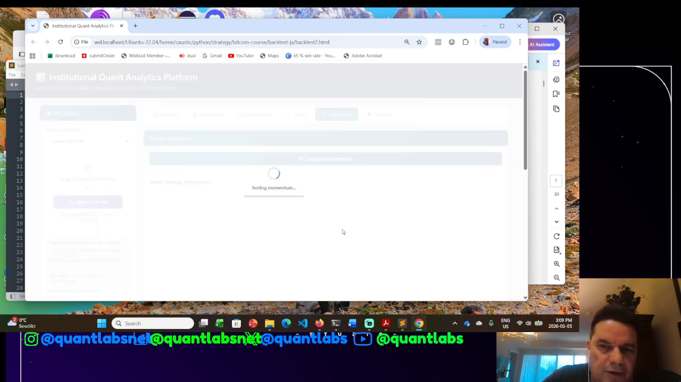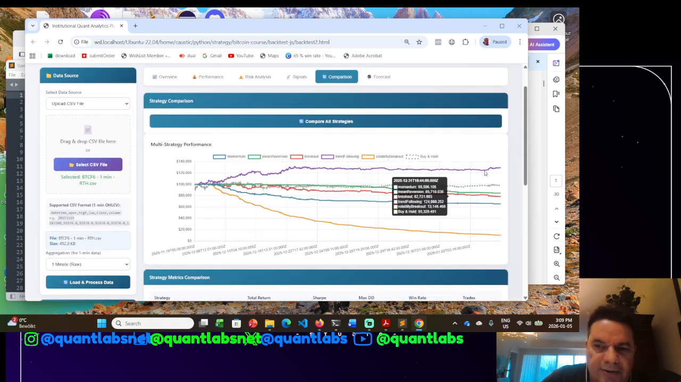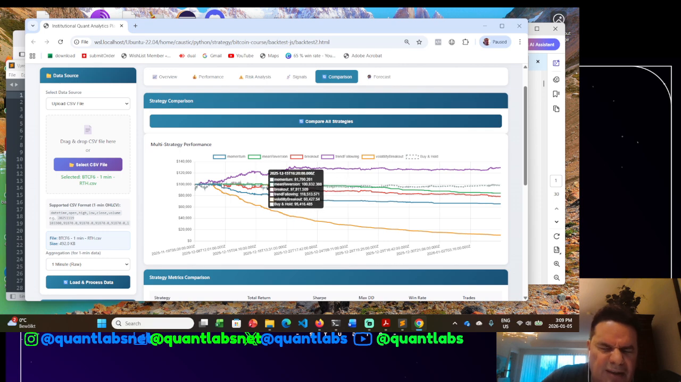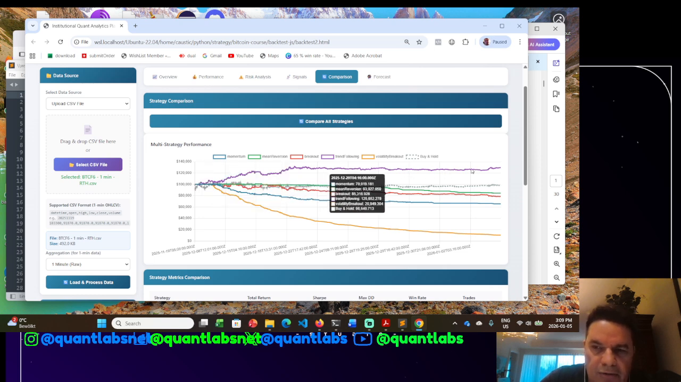I'm not sure if this will work. Let's see if it does. Yeah, there we go. Awesome. So here, what it's telling you is that for this particular data set, we could actually get really good return using this trend following. Surprise, surprise. Everything else would be either flat or negative.